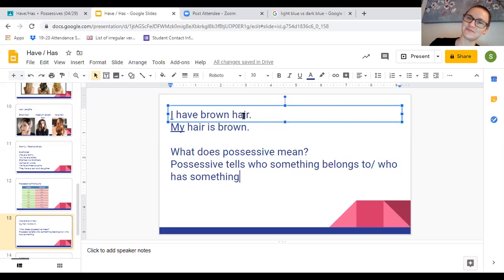So what does possessive mean? Possessive tells who something belongs to, who has something. So if I say I have brown hair, I possess it, it belongs to me because it's my hair, right? My hair. My tells who the hair belongs to. The hair belongs to me, right? So I say my hair.